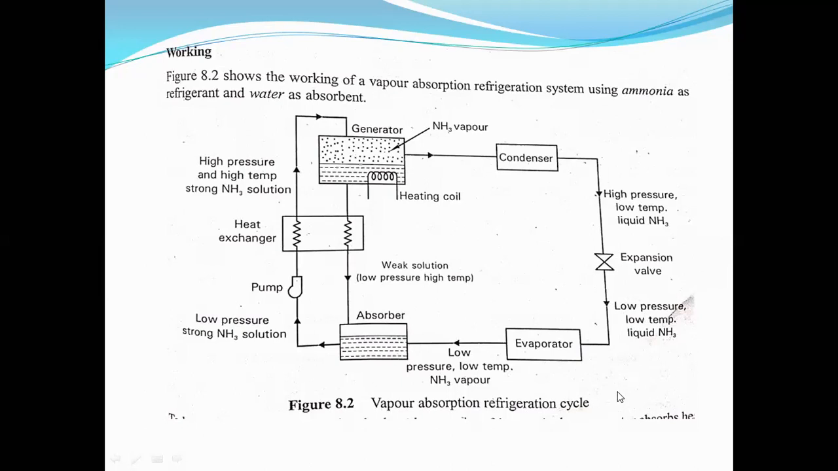You remember, in case of VCR, we have only refrigerant. In case of VAR, that is vapor absorption, we have both refrigerant and absorbent. Refrigerant is ammonia, which is easily soluble in water. That's why water is your absorbent. Another example is water as refrigerant and lithium bromide as absorbent. These are the two examples, but the most commonly used is the ammonia and water combination.